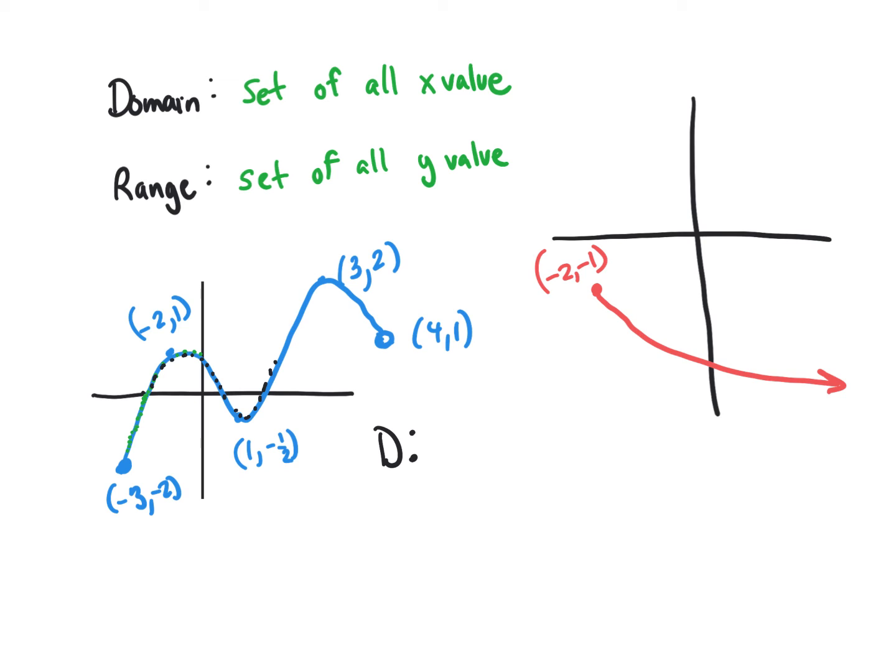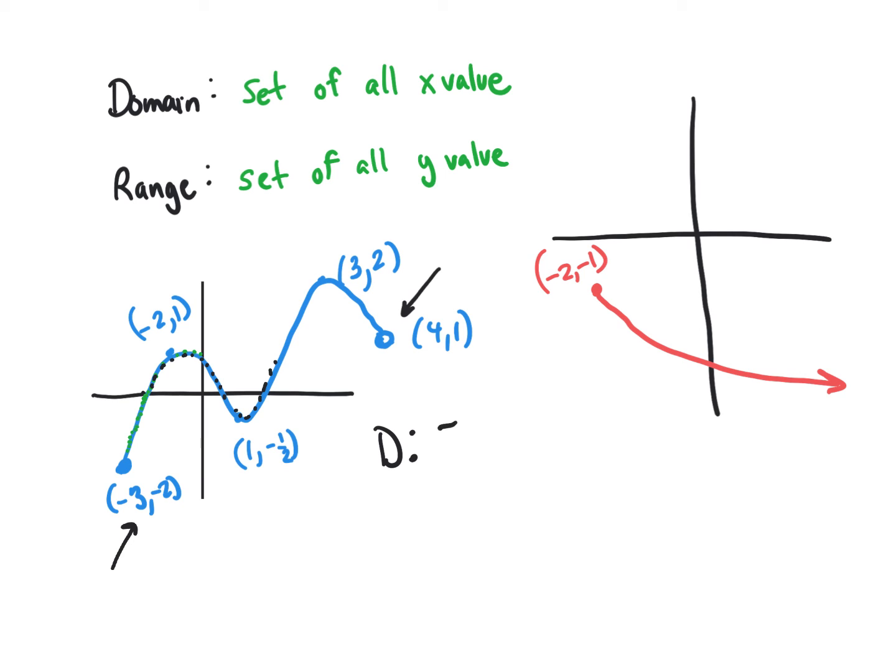So the domain, we're going to have to think of all the possible x values, and which has the smallest x. I think we can agree that -3 would be the smallest x. And if I look at all the points, 4 is the largest x. You can also think of this as which one is furthest left and which one is furthest right. But of all these points on this graph, -3 is the smallest and 4 is the biggest.